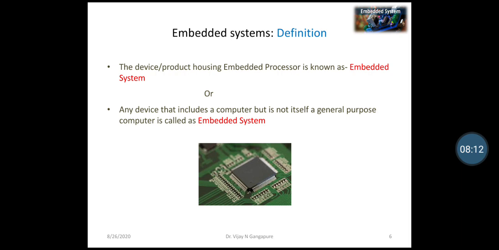Any embedded system is not a general purpose device, because in any embedded system the embedded processor is employed to perform a particular task. But your desktop computers or laptops can be used for various purposes, meaning whatever processor is inside these desktop computers and laptops can be employed for any number of purposes. So that is not an embedded system. That is the second definition: any device that includes a computer but is not itself a general purpose computer is called an embedded system.